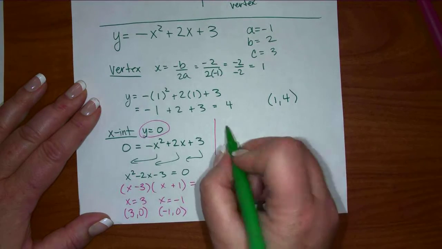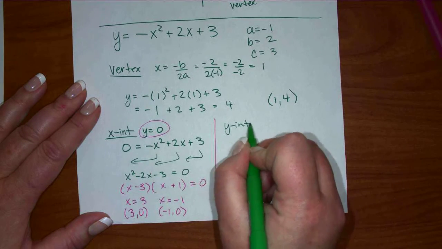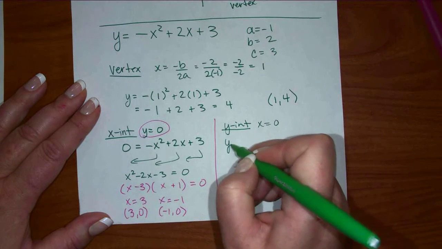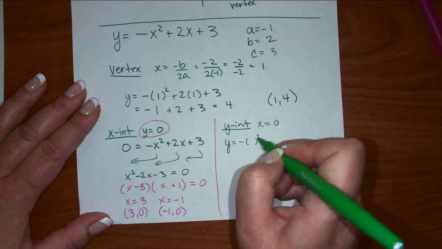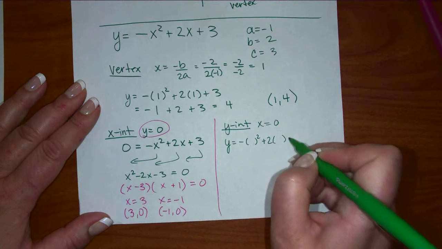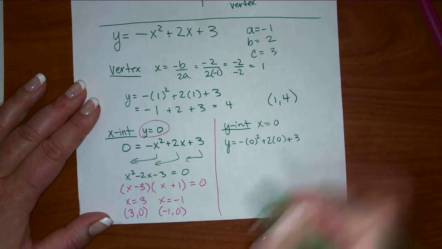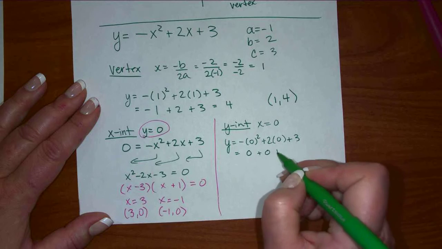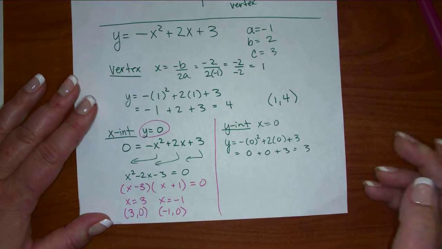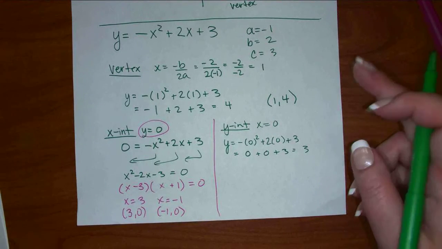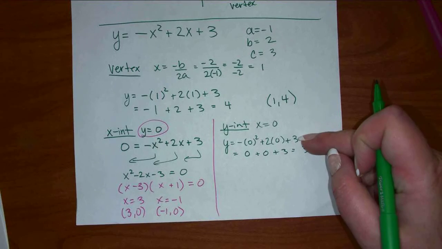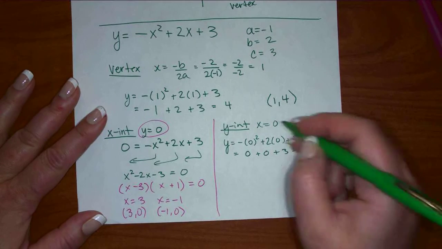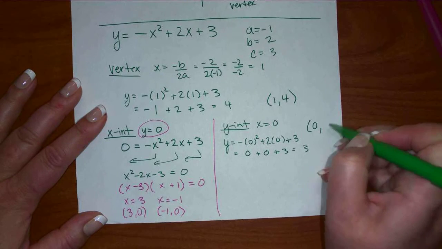Y-intercepts, or intercept, there's only going to be one. Put the 0 in, -0 plus 2 times 0. And again, that's just always the C, whatever the C is, because everything else will disappear that has an x in it. So x is 0, and y is 3.